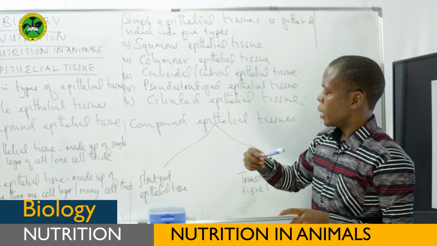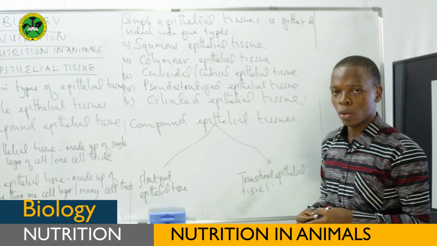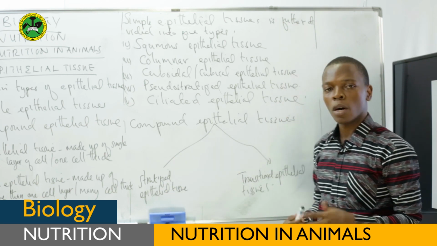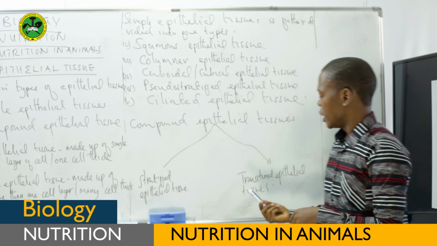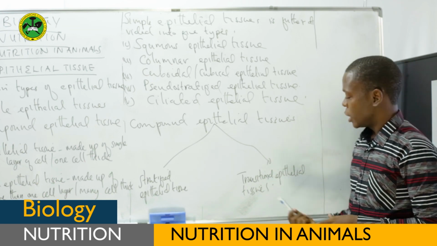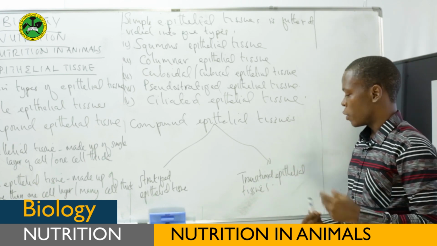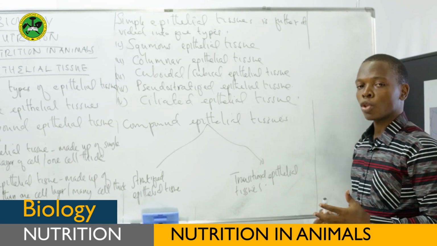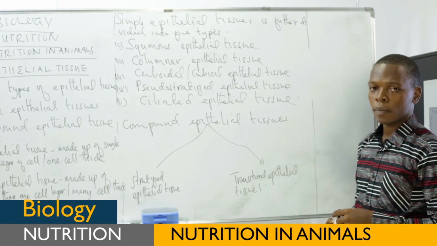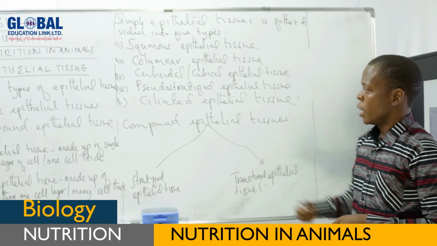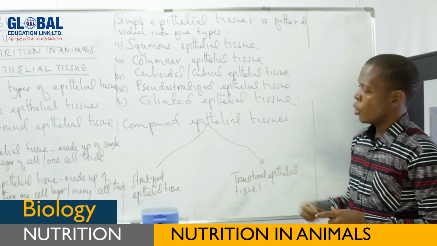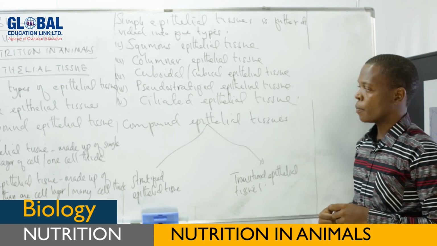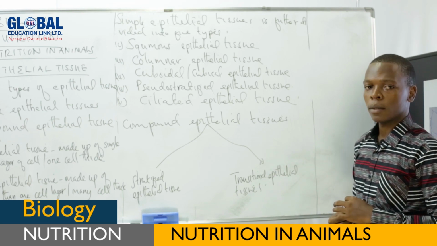For example, you may see this stratified epithelial tissue. It is mainly found in the buccal cavity, but again it is found in the esophagus. You see, this transitional epithelial tissue is mainly found in parts of the body like the bladder, the urethra, but also in the pelvic regions of the kidney. They are found there. You see, this ciliated epithelial tissue is mainly found in the respiratory system because of the presence of this cilia. It has a major function.